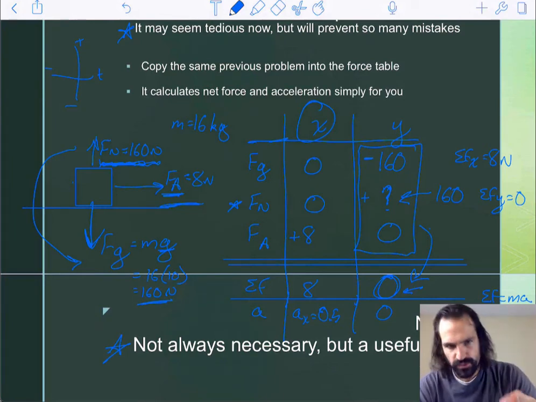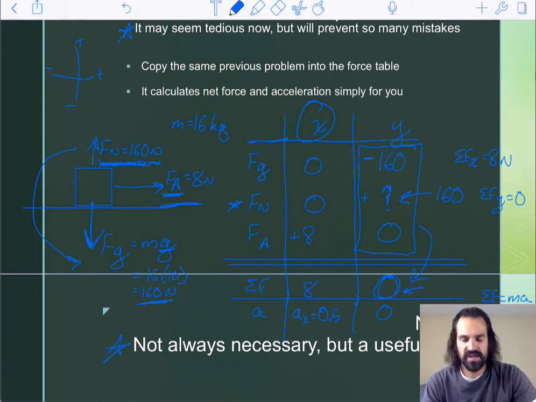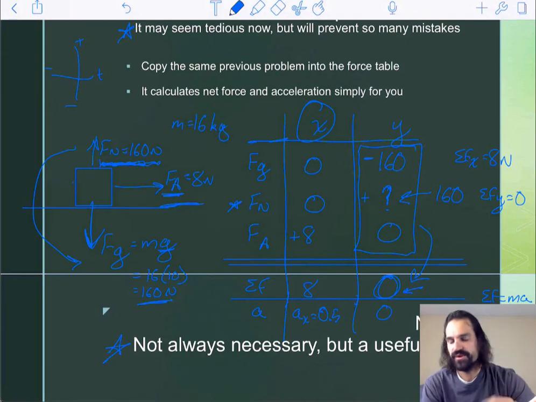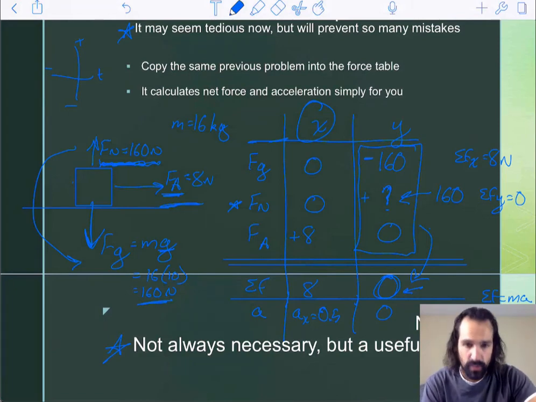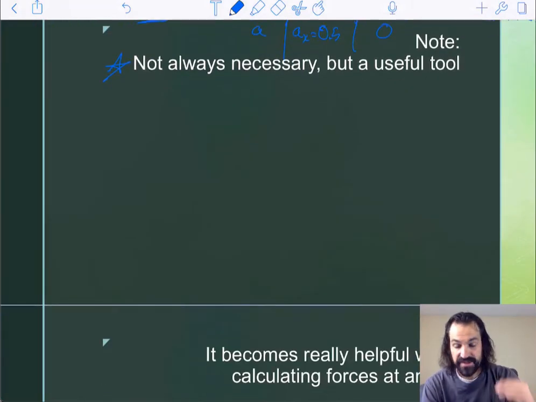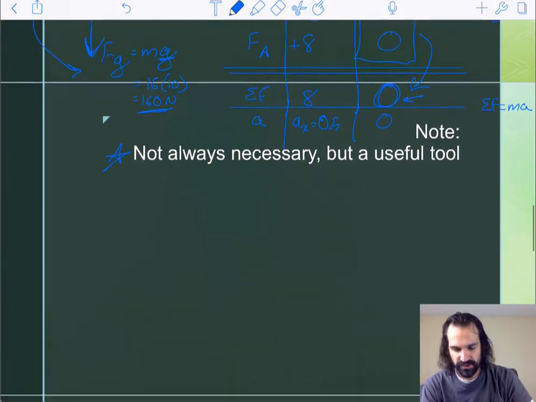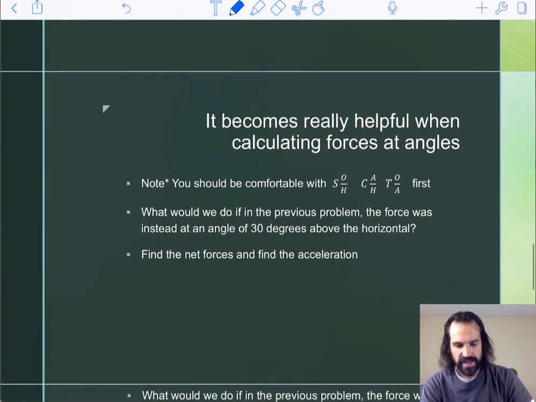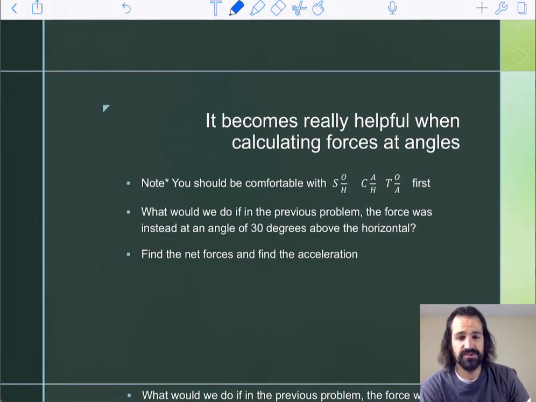I went through this relatively quickly, but I think I took my time with it. But again, I encourage you that if you missed parts of what I was doing or you didn't know why I was doing them, now that you've seen it through to the end, go back, rewind it, watch it again. Because next we're going to make this a little more complicated, and we're going to apply it to forces at an angle.